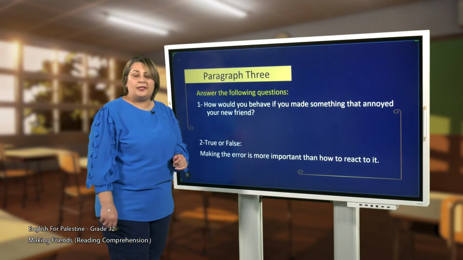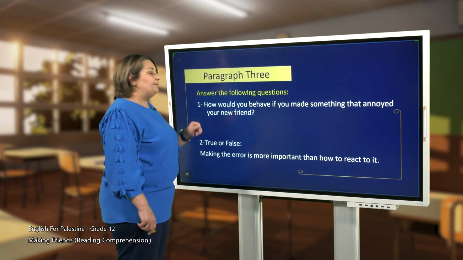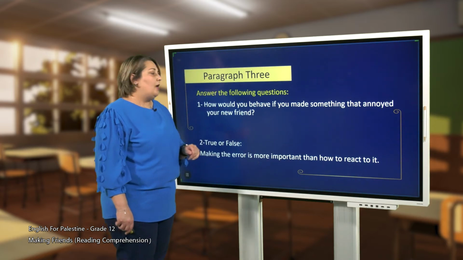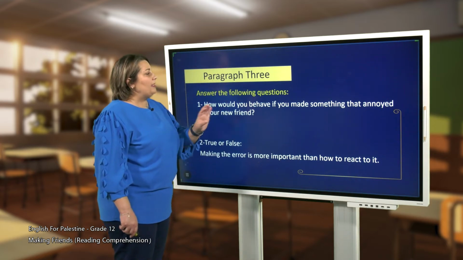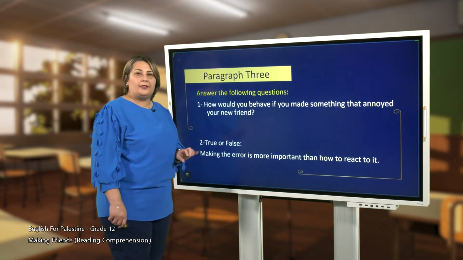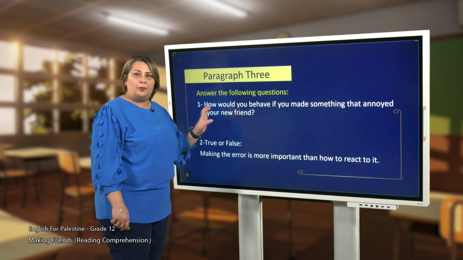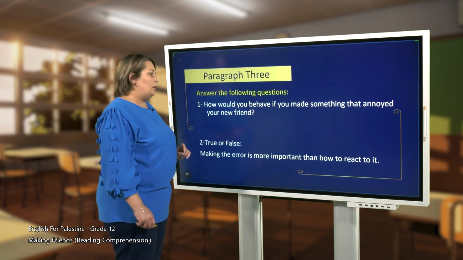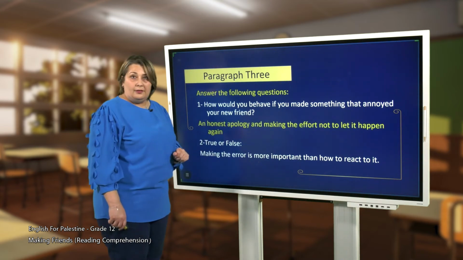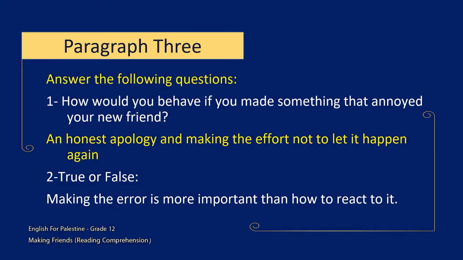Now, I think you're done. Let's see what we have here. How would you behave if you made something that annoyed your new friend? Let's see how you would behave in this situation. Yes. An honest apology and making the effort not to let it happen again.